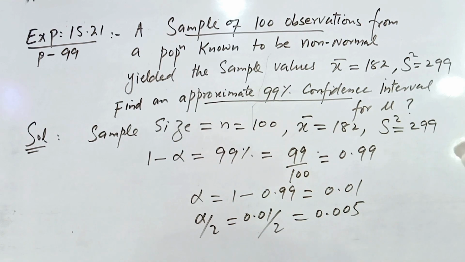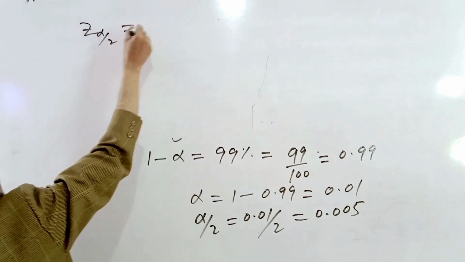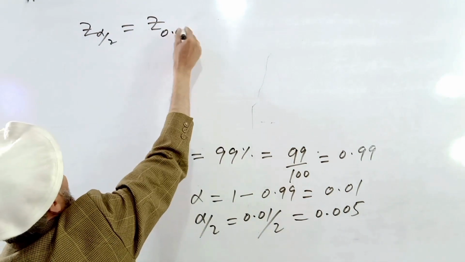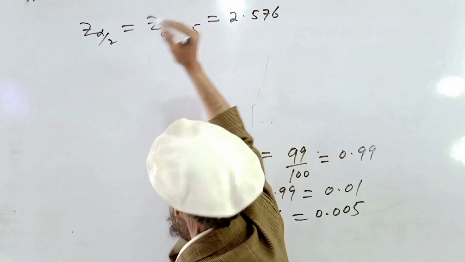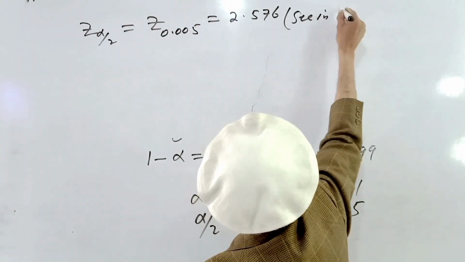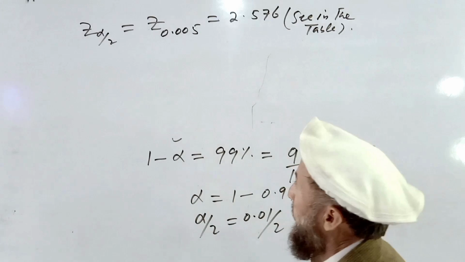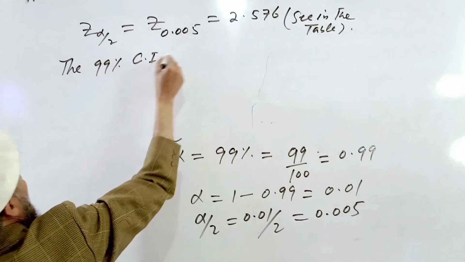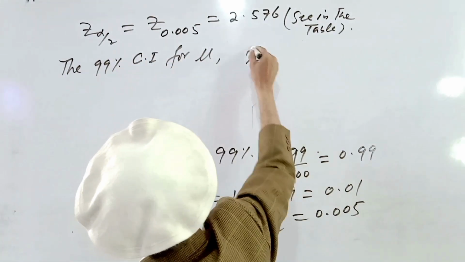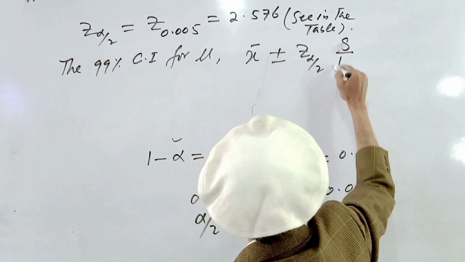We check this value in the table: z alpha by 2 is equal to z 0.005. We check in the table and this value is 2.576. So now, as we know, the 99% confidence interval for the population mean is x bar plus minus z alpha by 2 times s divided by square root of n.